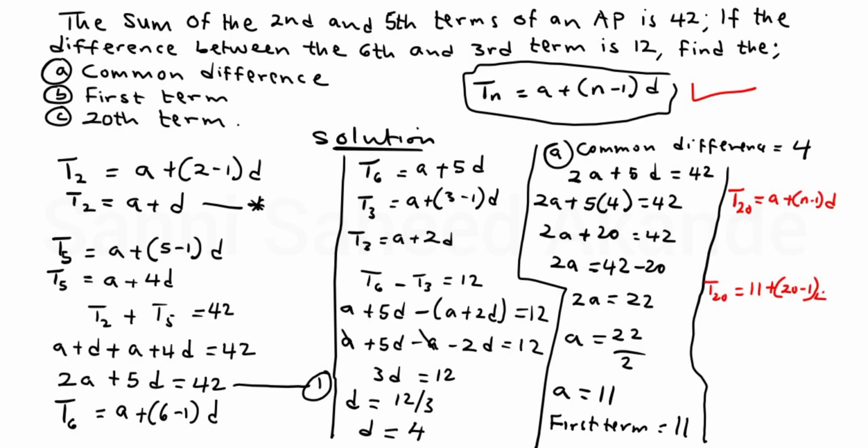So you now have T20 equal to 11 plus 20 minus 1, which is 19, then 19 times 4. So T20 will be equal to 11 plus 19 times 4, which is 76. Is that understood? So T20 will be equal to 11 plus 76, which gives us 87. And this is the end of this question. That is our final answer to this question.